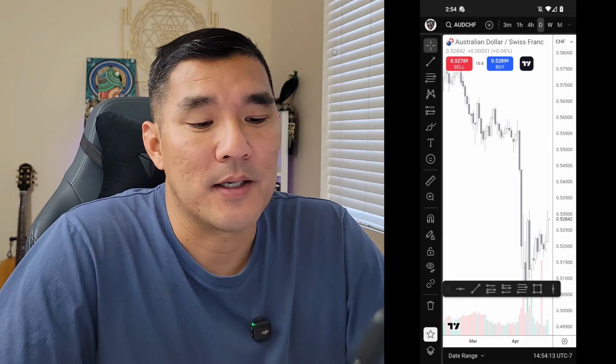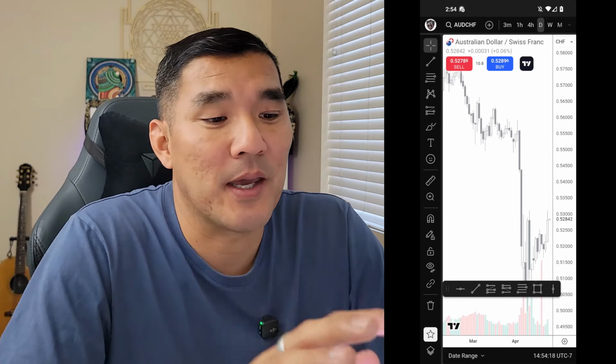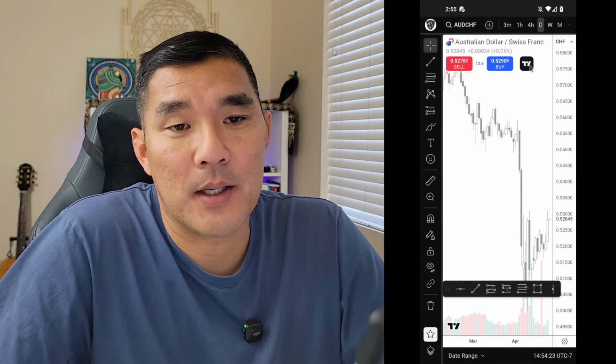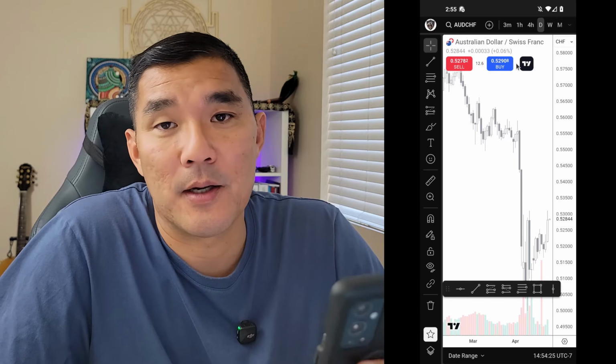So tap on the connect button there, and this is what it will look like. Buy and sell buttons will be lit up like that, and then you'll see the TradingView icon or whatever your broker's icon is there to show you which broker you're logged into. Now, the number in the middle here is simply the spread on this market, and that's really handy to see how much you're going to be paying on each transaction.